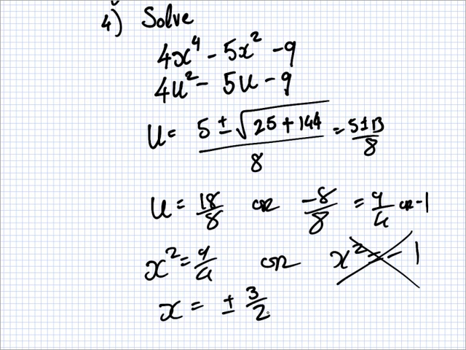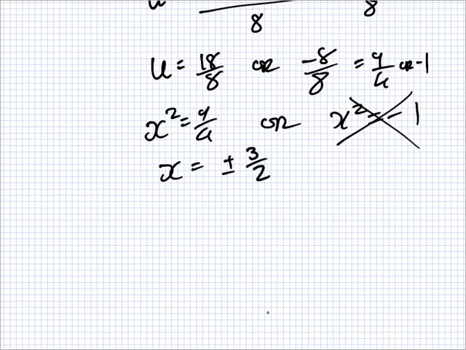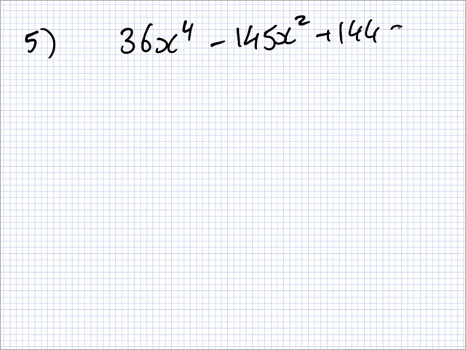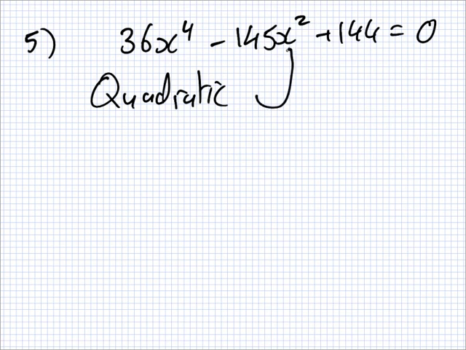Okay. Number 5 now. 36x^4 minus 145x squared plus 144 equals 0. Now we can take a shortcut here. We can see that this is a quadratic, where the variable is not actually x, but x squared. Because the middle term should be x, and it's an x squared. So it's a quadratic except it's x squared instead of x.